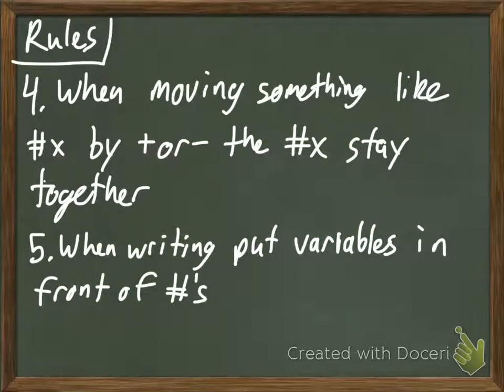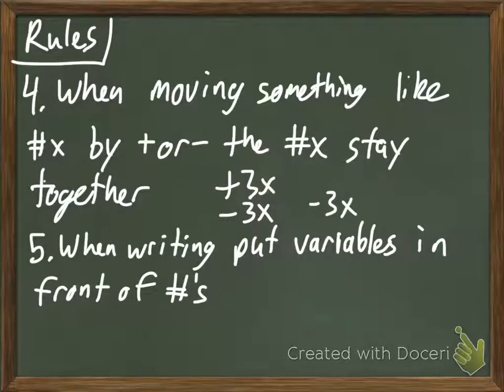Rule 4, when moving something like a number times x by addition or subtraction, the number and x stay together. So if it says plus 3x, you can't separate the 3 and the x. They have to stay together. So make them stay together. I'll leave that for you.